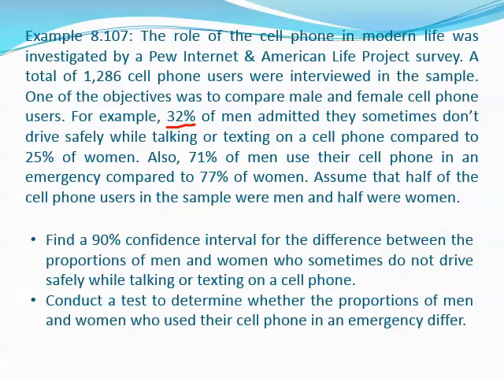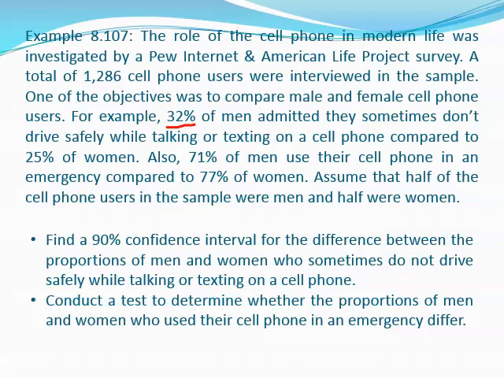I want to do two things with this, and I just want to use this data to work with confidence intervals and test hypotheses. The first one is a confidence interval. Find a 90% confidence interval for the difference between the proportion of men and women who sometimes do not drive safely while talking or texting on a phone. Then conduct a test to determine whether the proportion of men and women who use their cell phones in an emergency differ. Let's go to a printout.